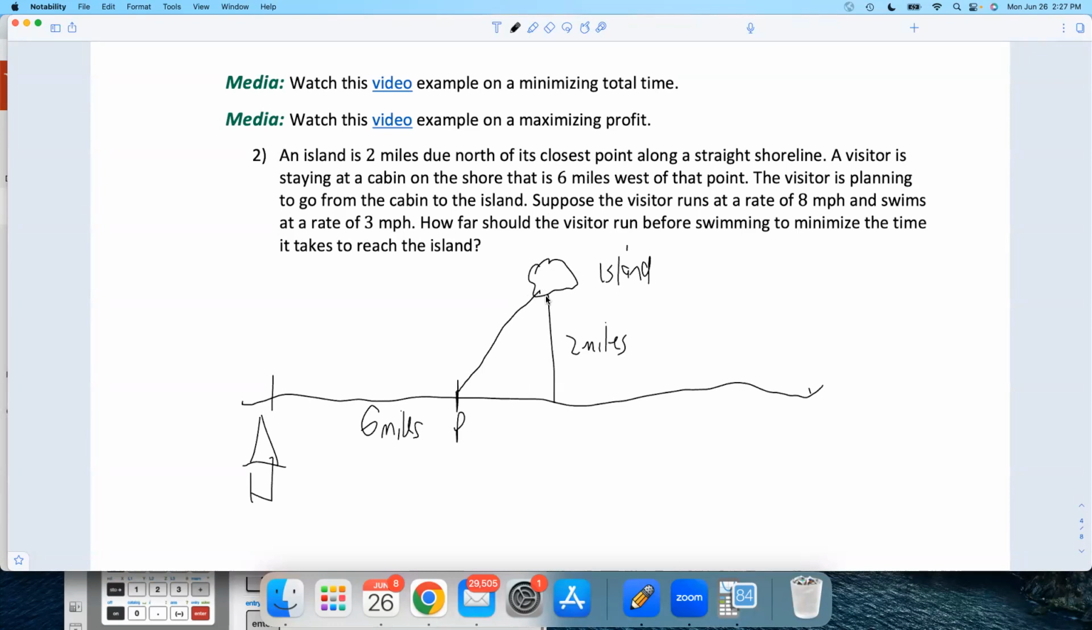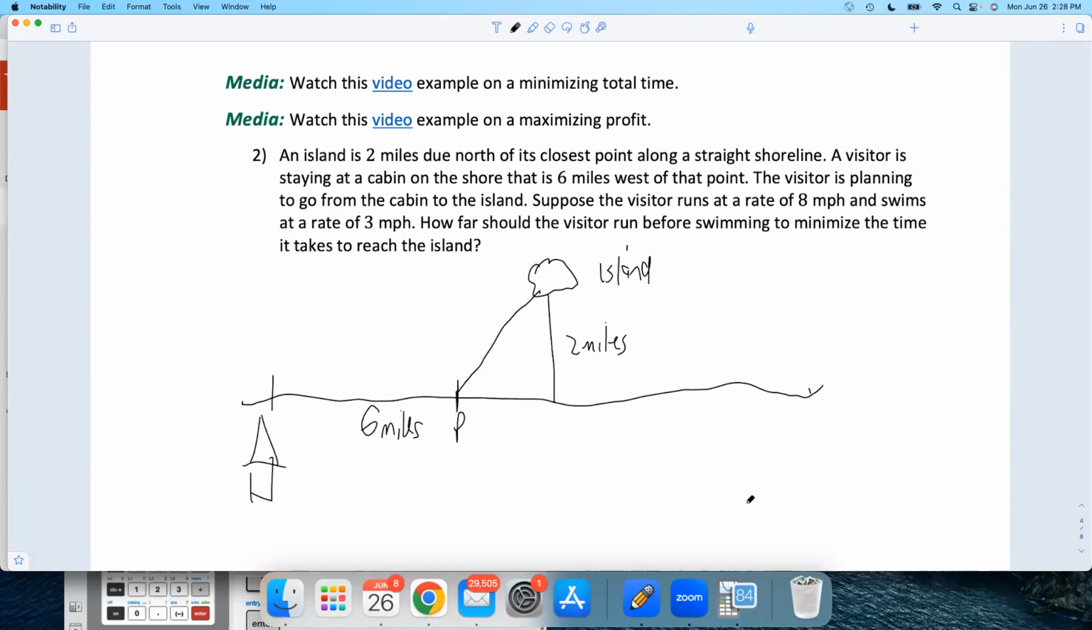Or another example of this is maybe you want to build a pipeline. Maybe you're an oil company and you're trying to build an oil pipeline to get from the refinery to this island. And you don't want to minimize time, you want to minimize cost. And it costs you more money to put pipe underwater than it does along the ground. You want to minimize your total cost. So you're going to run the pipe along the ground for so long and then underwater to minimize the cost. It's the same exact kind of problem.